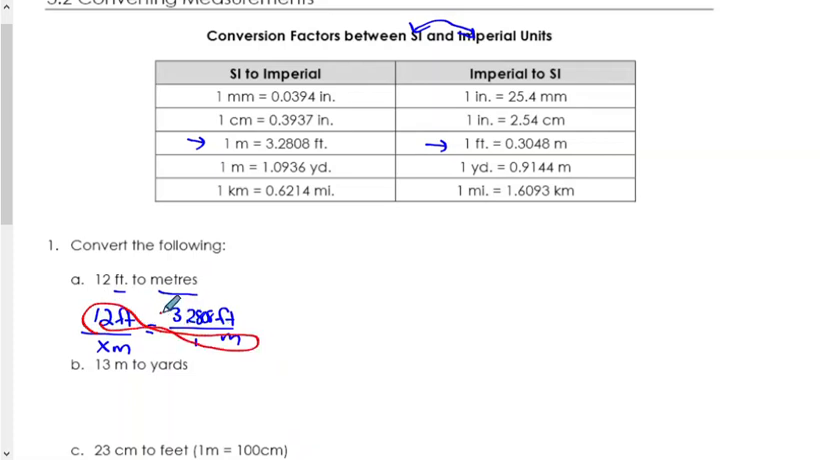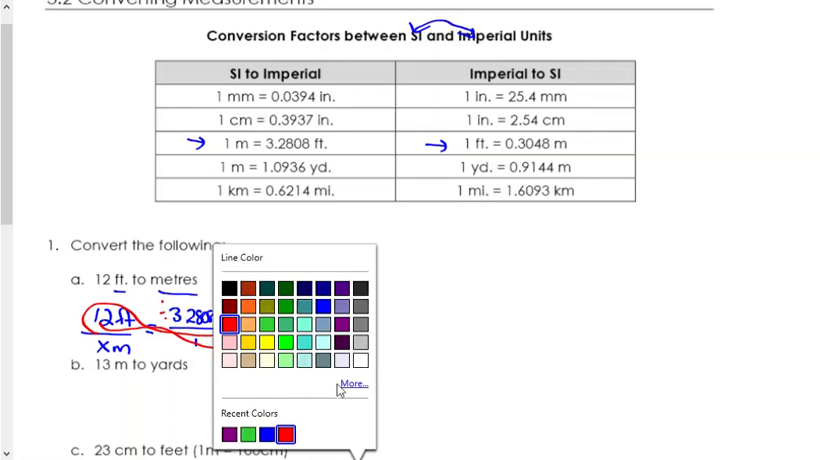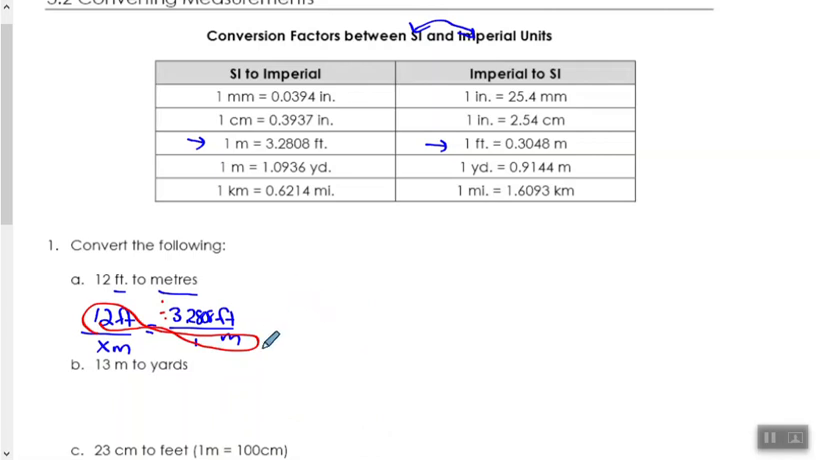When we cross multiply that, we end up just dividing by it. So multiply, divide. Sorry, that's really messy. And do your calculation. And you get 3.65764, so on and so forth, meters. So 12 feet is about 3.657 meters.